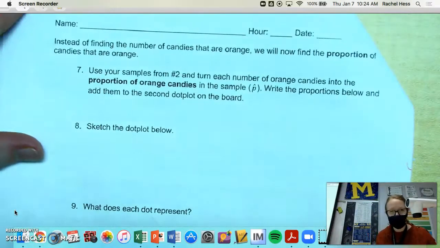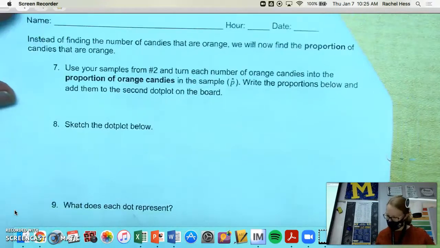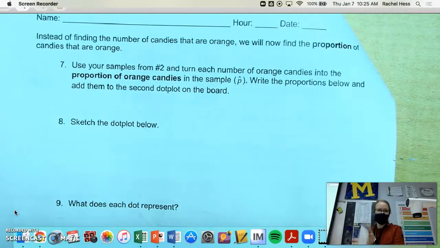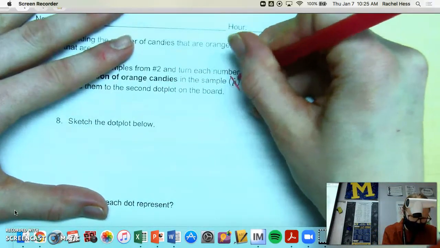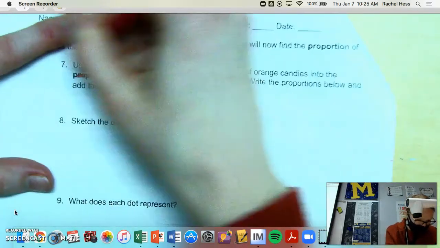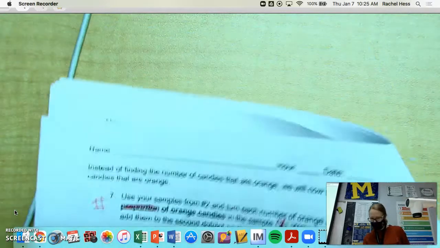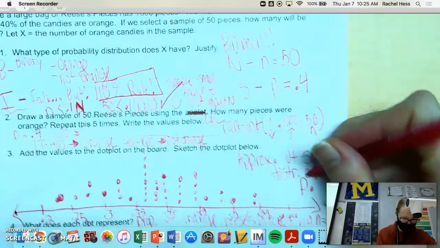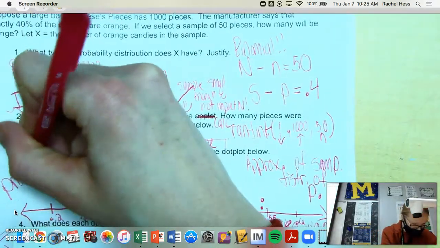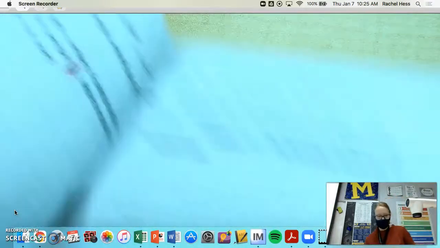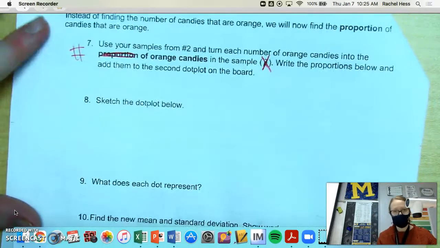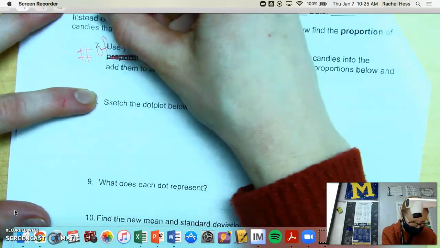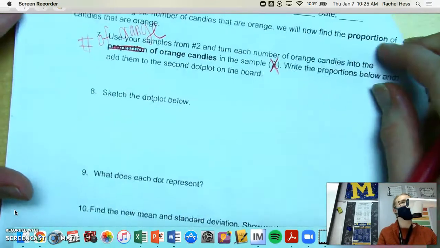So what I want you to do is use your samples from number 2. And in this case, we accidentally did these into the x. We did proportions already. So I want you to do the number. Since we did proportions down here, right? These were all proportions. If we were to sketch a dot plot of this, I want your x values. You guys should be able to count those, right?